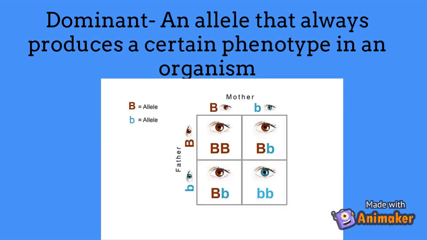Dominant alleles, like the name suggests, are alleles that have influence over other alleles. This means that they will always be represented in a certain phenotype. Dominant alleles are shown by big letters instead of small letters.